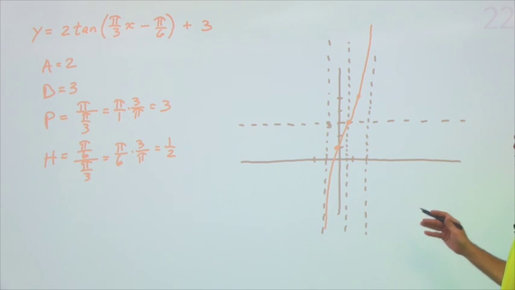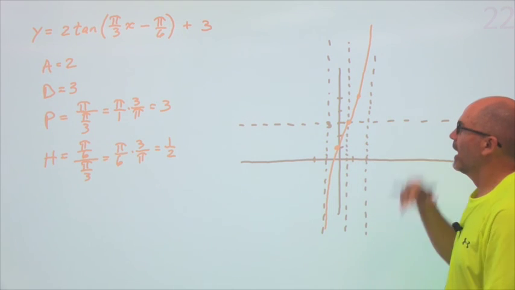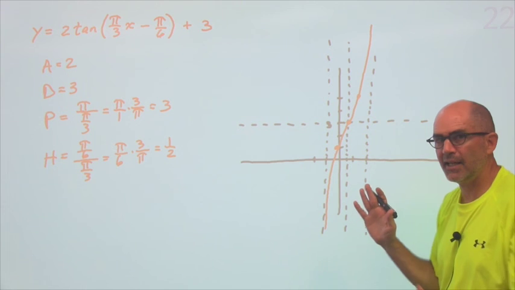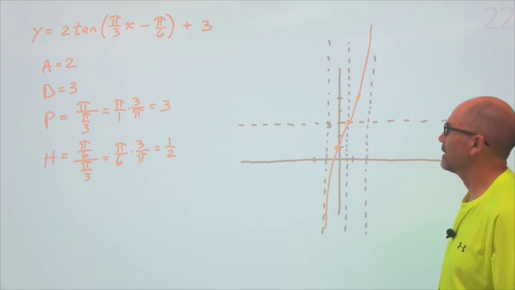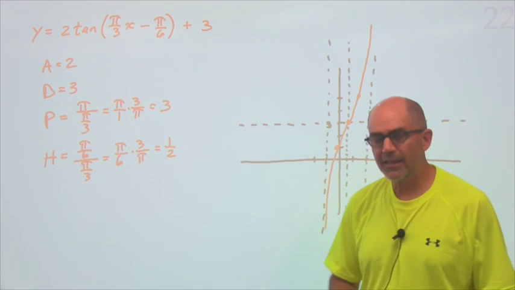So it's tall and thin. With an amplitude of 2, it makes it taller, and with a period of 3, it's kind of compressed in, so it's tall and skinny. So this is it. All right, that's it.